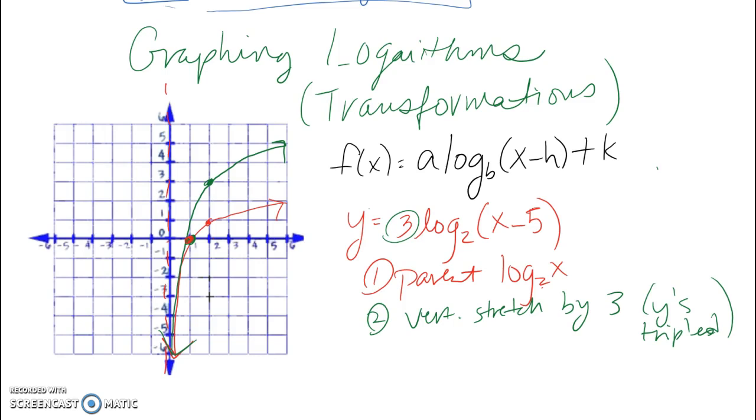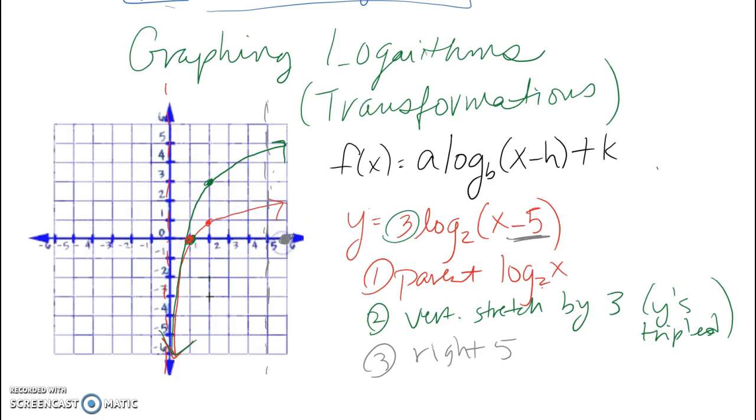And then the last thing is going to be the inside. I've got a -5 on the inside, which up here means it's my left or right. In this case, it's going to be right 5 because of the minus. So I'm going to move these 2 points and the asymptote right 5. Very important that the asymptote also moves. So let me pick this up and move it to 5. 1, 2, 3, 4, 5, 6, 7, 8. Okay, so I'm at 5 and I'm doing my asymptote. Now this point moves right 5, so it'll be here.